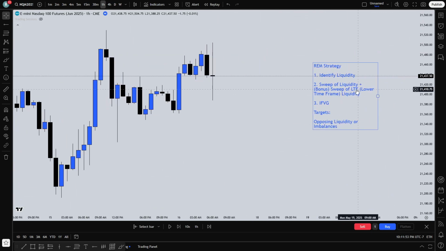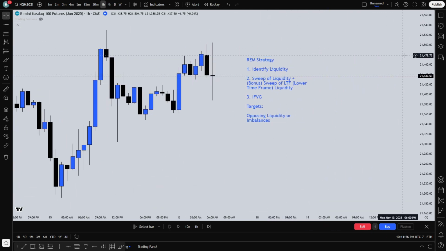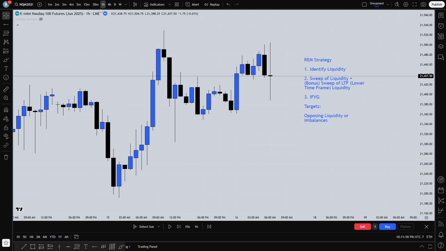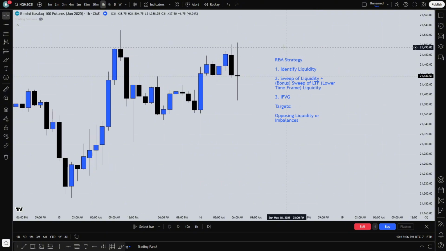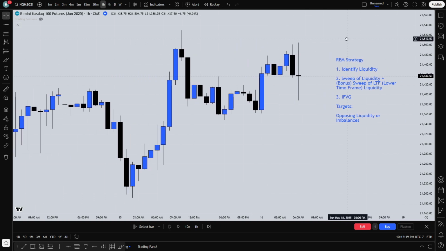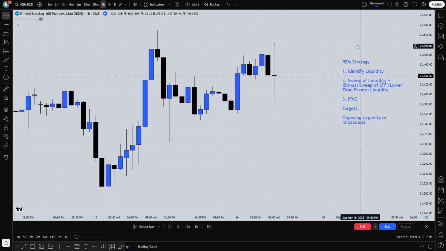With that being said, let's go ahead and show you the strategy here. All right, so we're going to start on the 1 hour time frame for the REM strategy, the realistic expansion model or reciprocal expansion model. All we're going to do is, first step, identify liquidity. What is liquidity? Simply highs and lows in the markets.